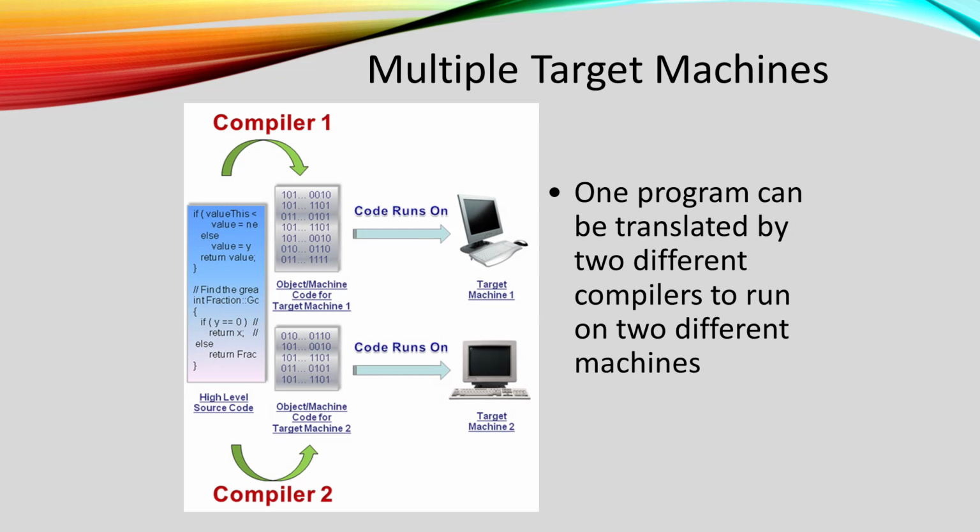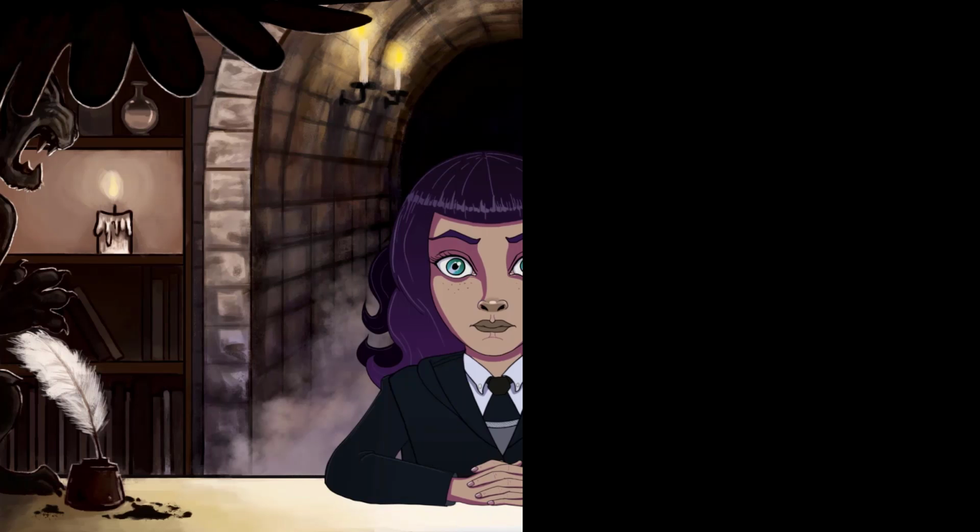So, with higher-level languages, we can write one solution in a higher-level language and use it as input to multiple compilers. This way, one program can be translated to run on two different target machines.